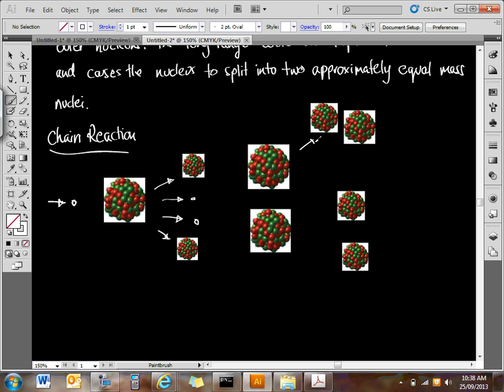So this is the next reaction. And of course, these fissions, what do they do? Yeah, we have some more neutrons created. Not necessarily two, remember, but some more neutrons created.